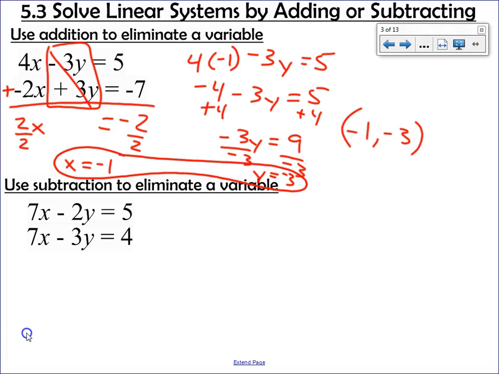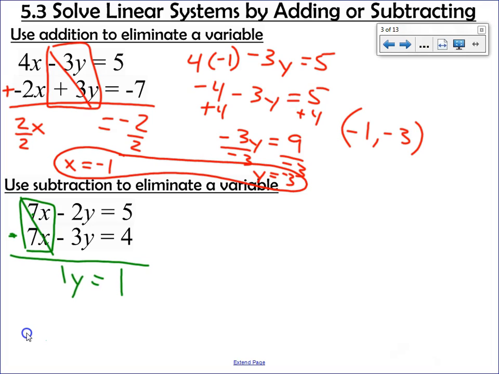So the idea with elimination is we want to be able to pick out a variable that we can cancel out and eliminate, whether we add or subtract the two equations. You'll notice in the second system of equations, 7x and the 7x are the same. So in order to eliminate those, we need to subtract the two equations. So 7x minus 7x, those cancel out. Negative 2y minus negative 3y gives me a positive 1y. And 5 minus 4 is 1.